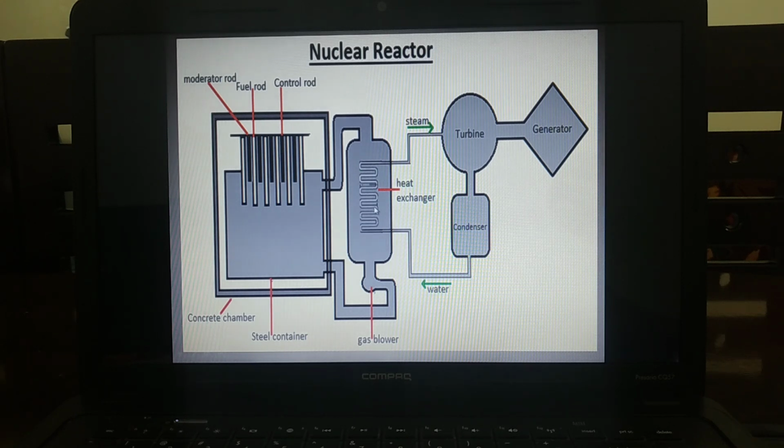Then heat exchanger. It transfers the heat liberated from the reactor core to boil the water and get steam. Turbine: the high pressure steam generated in the heat exchanger is used to operate the steam turbine, which drives the generator to produce electricity. Condenser: the exhaust steam is condensed and sent back to the heat exchanger.